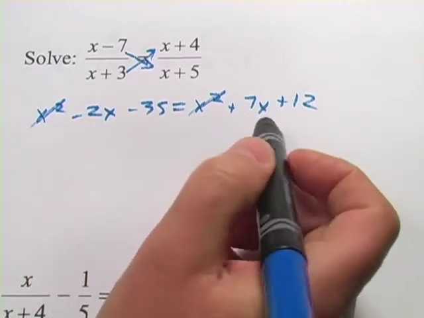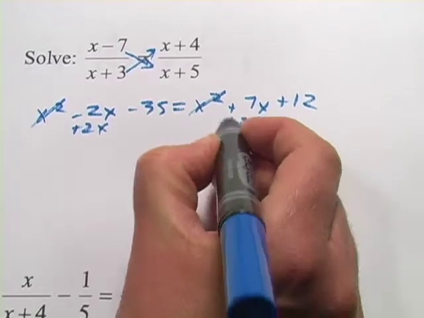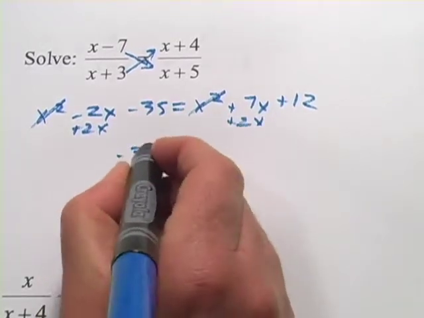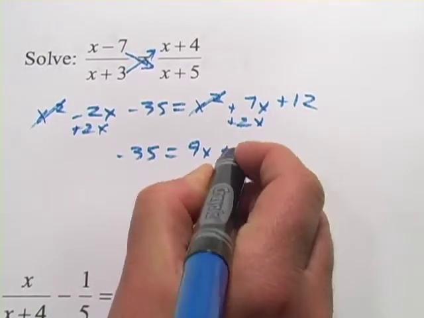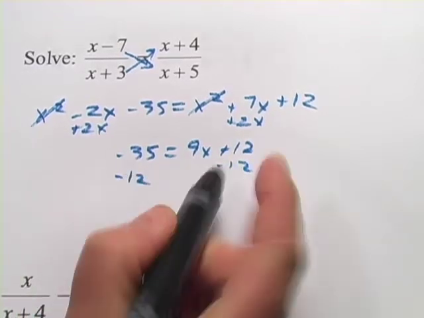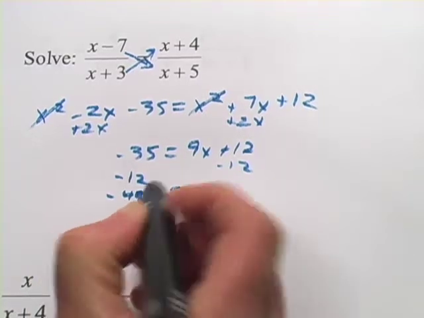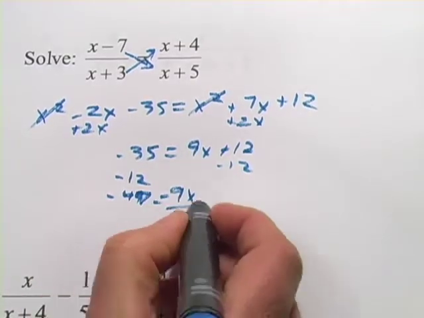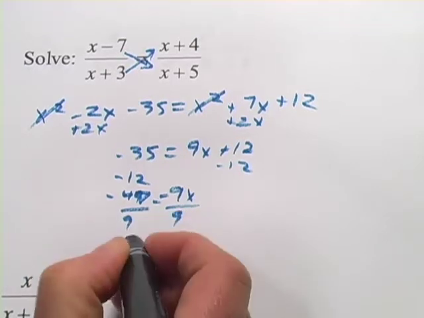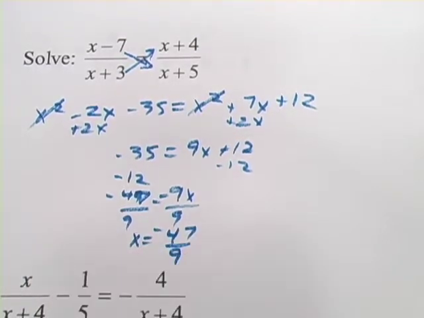I could add 2x to both sides, and I would get negative 35 equals 9x plus 12. And then I could subtract 12 from both sides, and I would get 9x equals negative 47, and divide by 9. And we get x equals negative 47 ninths.